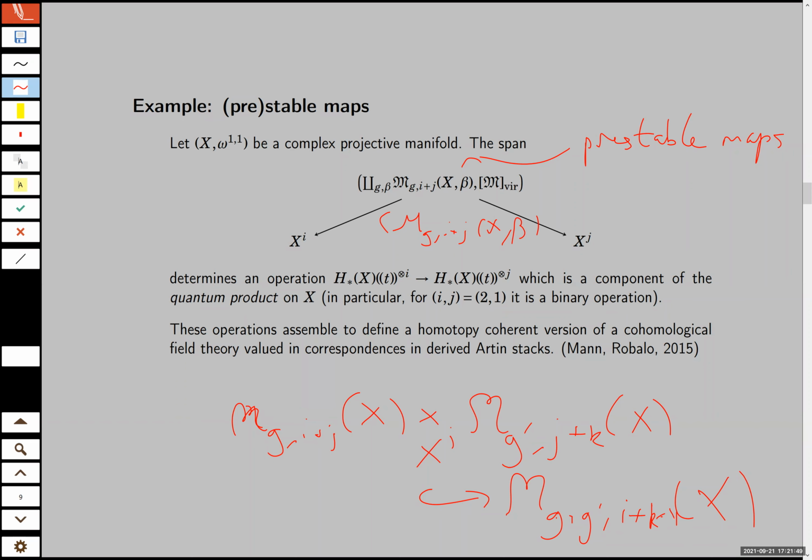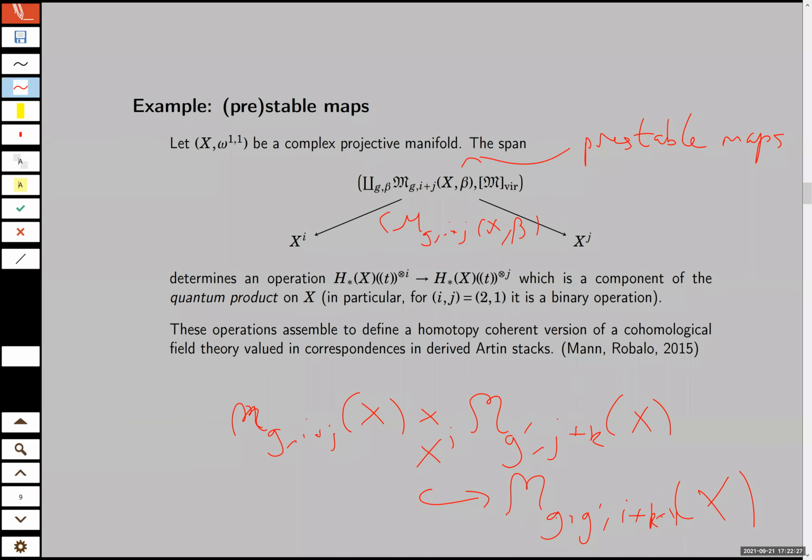This perspective was worked out in the paper of Mann and Raballo in 2015. And they constructed a higher derived categorical version of Gromov-Witten theory. Essentially, by this procedure, they first construct what one would call a cohomological field theory, which is valued in the category whose objects are schemes and whose morphisms are correspondences, where the kernel is a derived Artin stack which carries a virtual class by some derived stack magic.